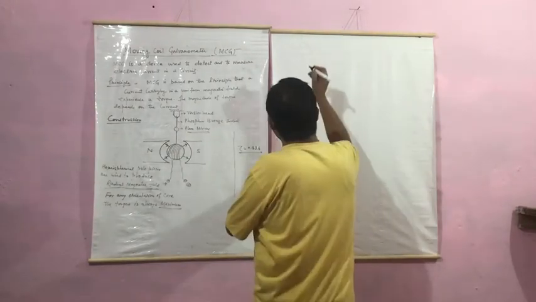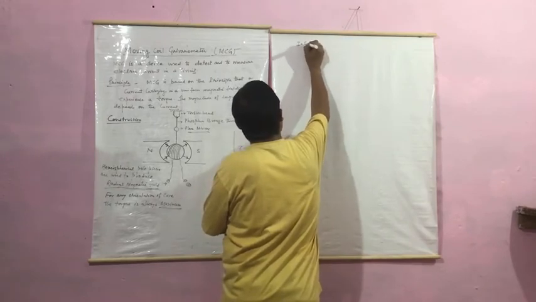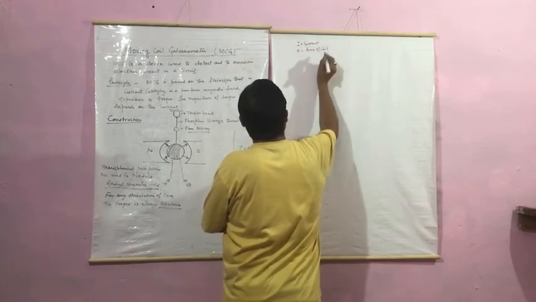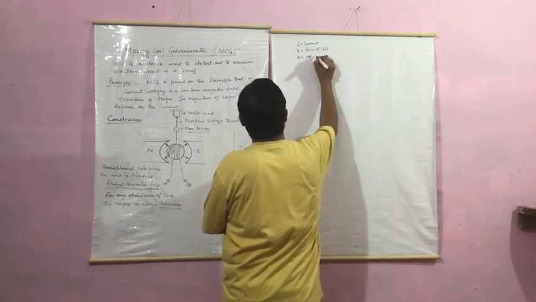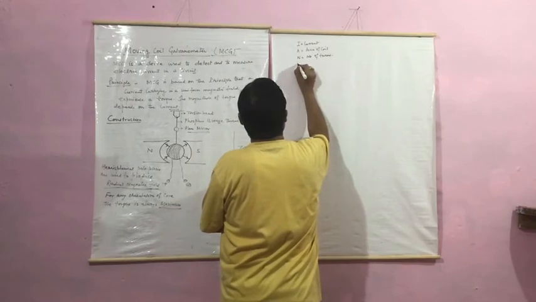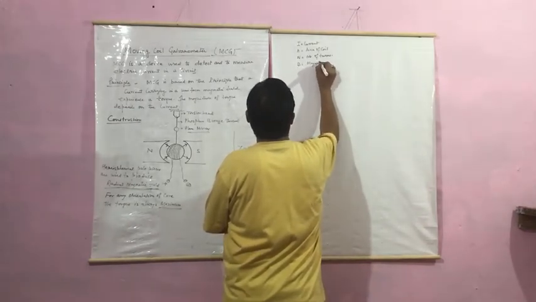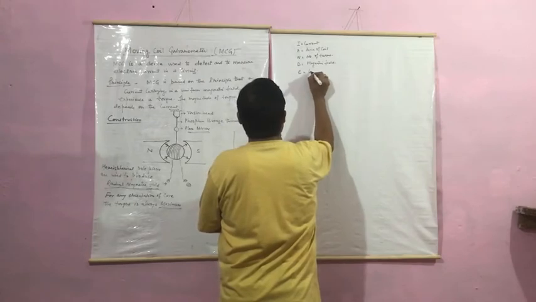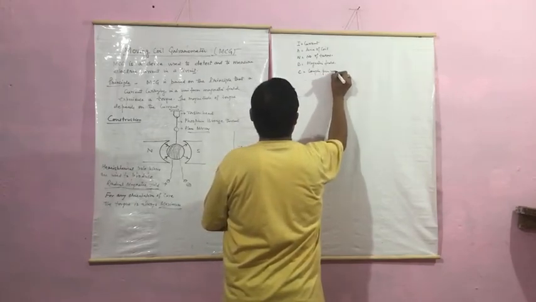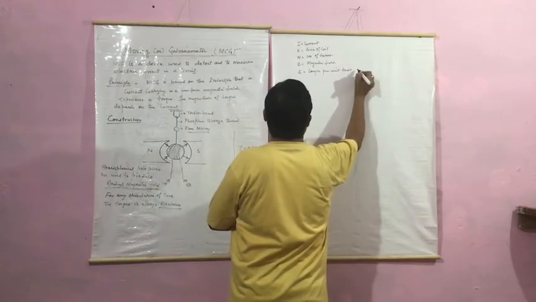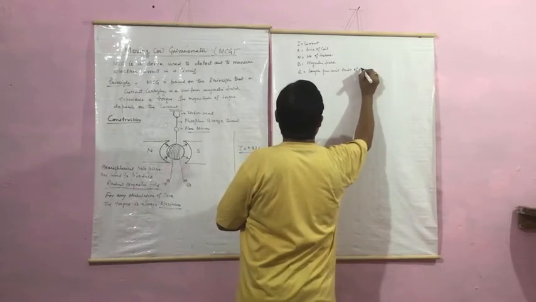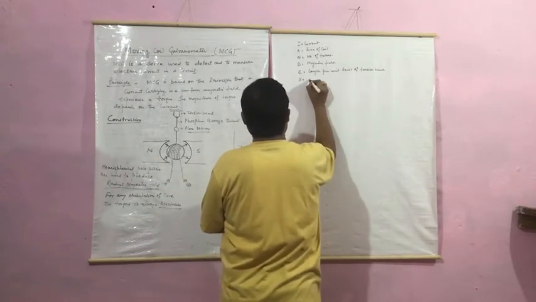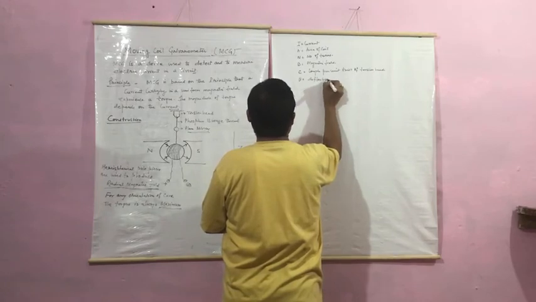So I have to write everything. First I am writing I is the current, A is area of coil, then N is number of turns, B is magnetic field, right, and C is couple per unit twist of torsion head, and theta is deflection in the coil.